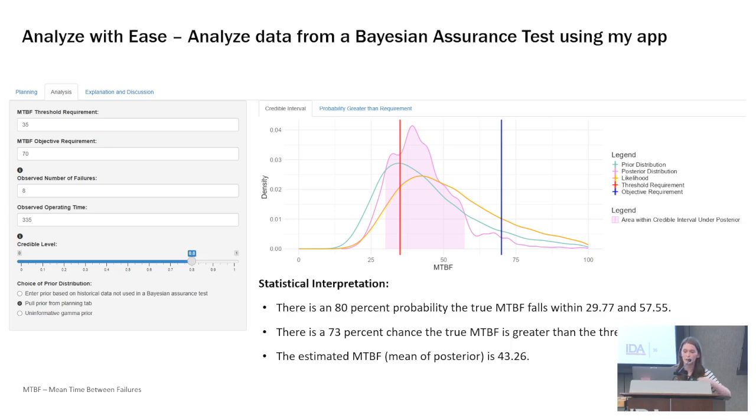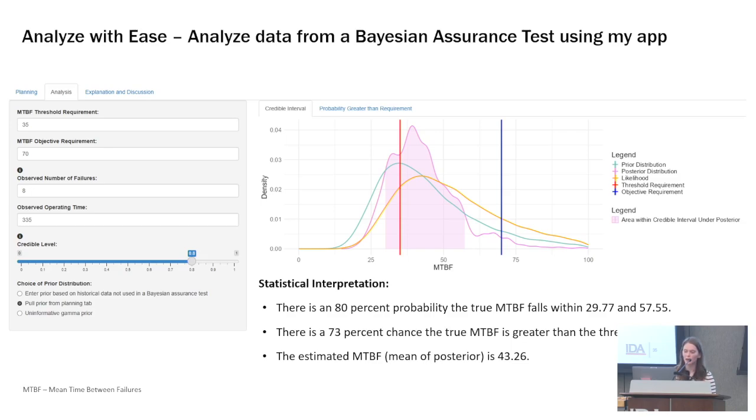And so what we can do is pull forward that posterior distribution from planning as our prior distribution. So our prior is the distribution of the mean time between failure given that developmental testing data. Our incoming data from operational testing was this 335 hours of testing with 8 observed failures. We can also include in our analysis the mean time between failure requirement and objective that we set at the beginning. Combining our likelihood and our prior, we can form our posterior distribution to get a better idea of the system's mean time between failure.